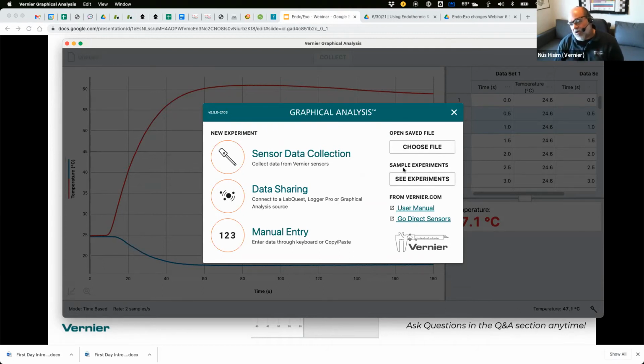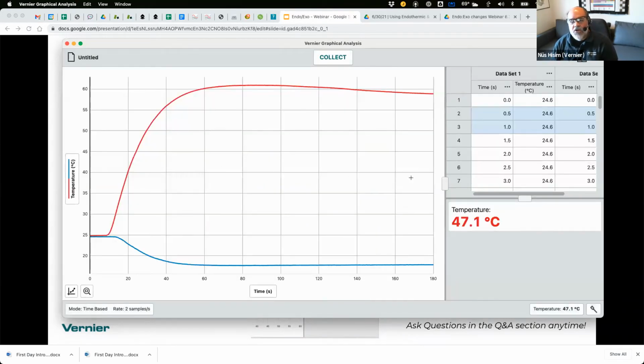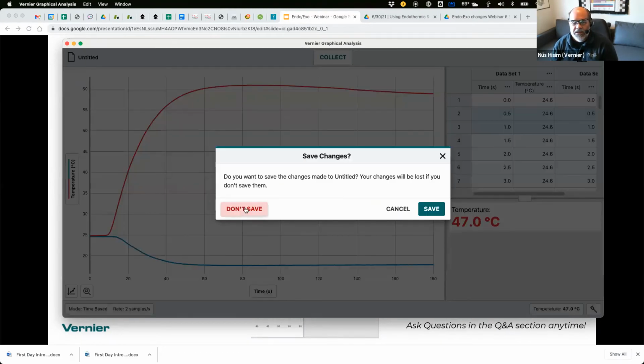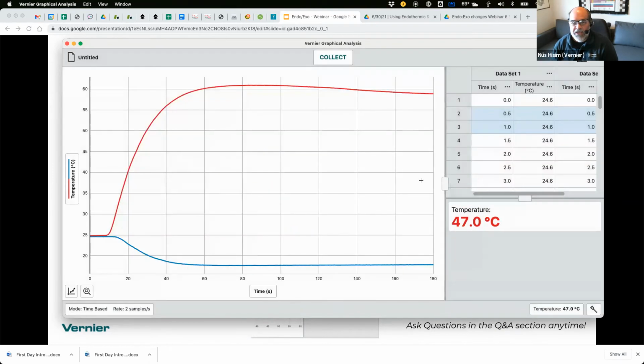This button does not work if you have the free version of Graphical Analysis, but if you have the Pro version, like you all do, and you click on here, we have a number of built-in experiments all ready for you to look at, maybe.